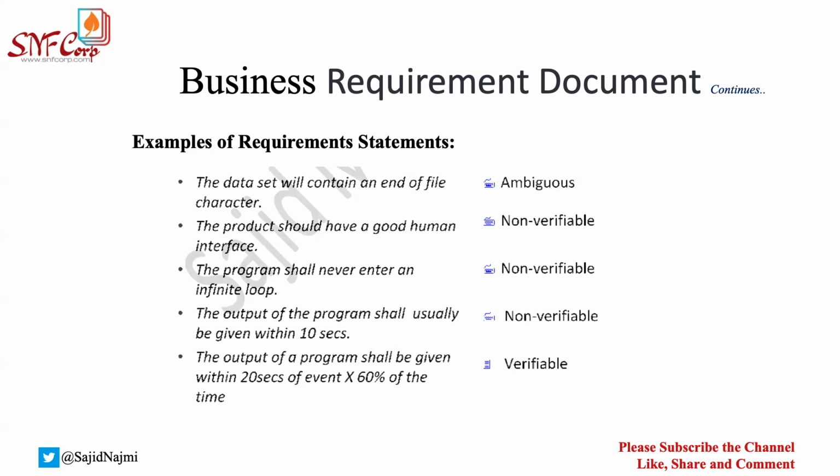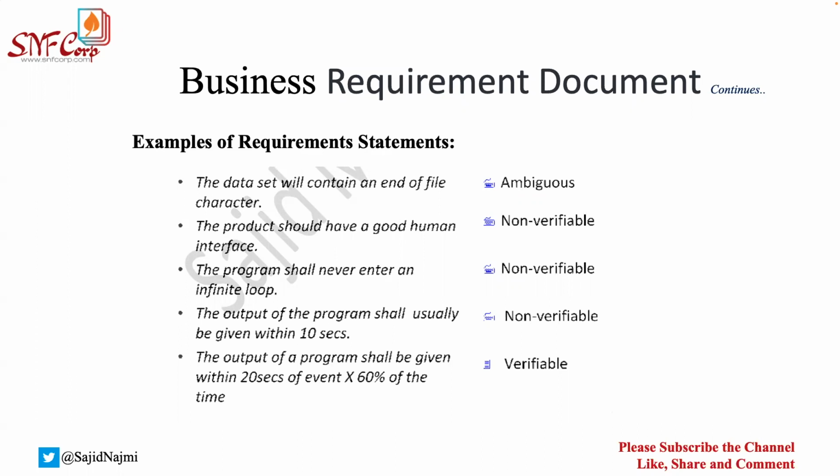Now, what is a good example? The last one: the output of a program shall be given within 20 seconds of the event 60% of the time. That's cool. 60% of the time, the requirement should be delivered within 20 seconds. That's fine. Good example. Get it? Yes. So ultimately, what I'm trying to say here is whatever you're writing should be pretty clear, understood easily, and should not be vague and unclear, in a way that people have to guess what you mean by that.